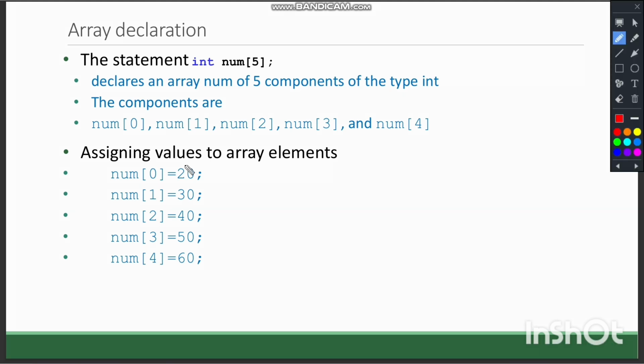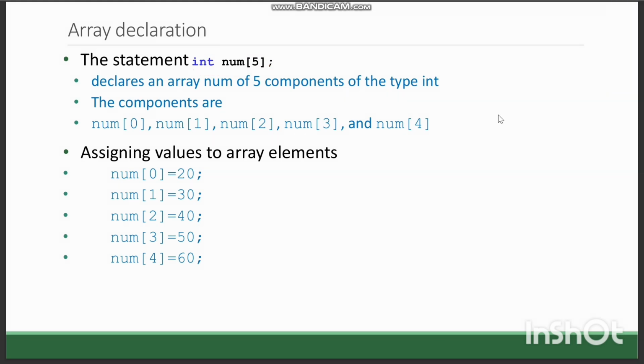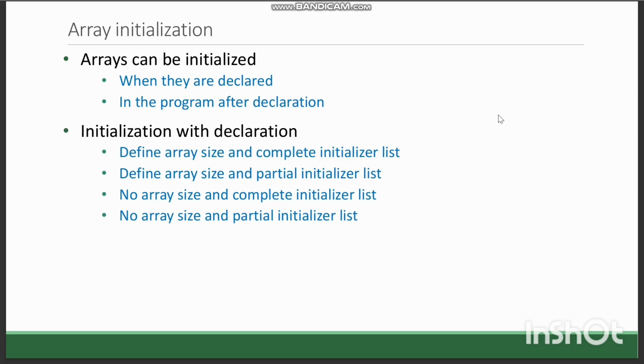So here is the popular way of array declaration. What does array declaration mean? The statement in number 5 declares an array of 5 components of type int. These components are number[0], number[1], number[2], number[3], and number[4]. Number[0] is equal to a value here; this is the type of declaration in which we have declared, and here we are initializing. You can either do it in the same line, or you can split it: first just declare an array, and then initialize each element separately. This is also another popular type of array declaration.